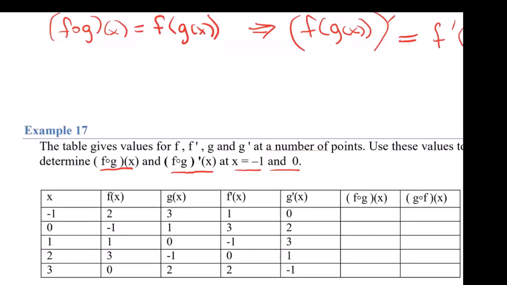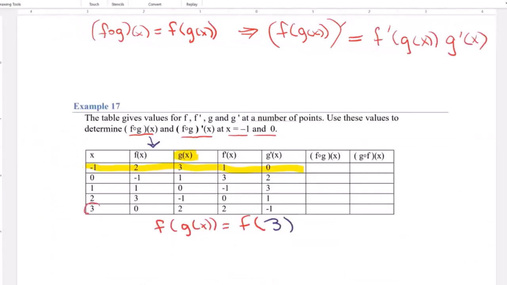F of g of x. Well, f of g of x is equal to f of, well, when x is -1, I'm going to use all these values first, right? But what goes in for g of x is 3. I now say when x is 3, f of x is 0. So this equals 0. So f of g equals 0.